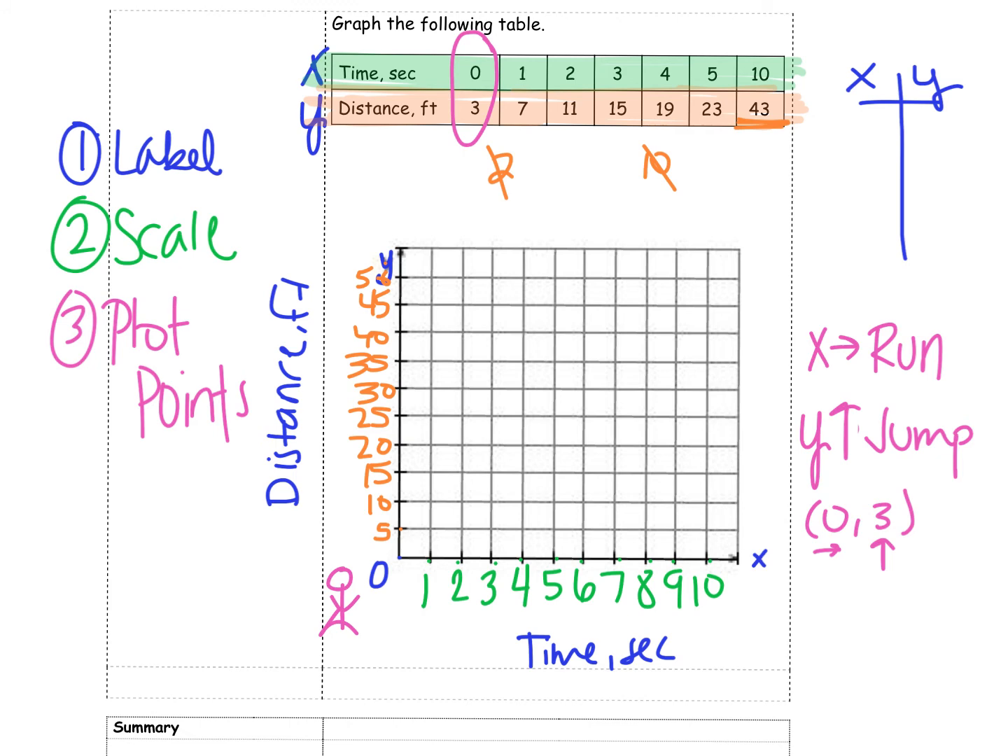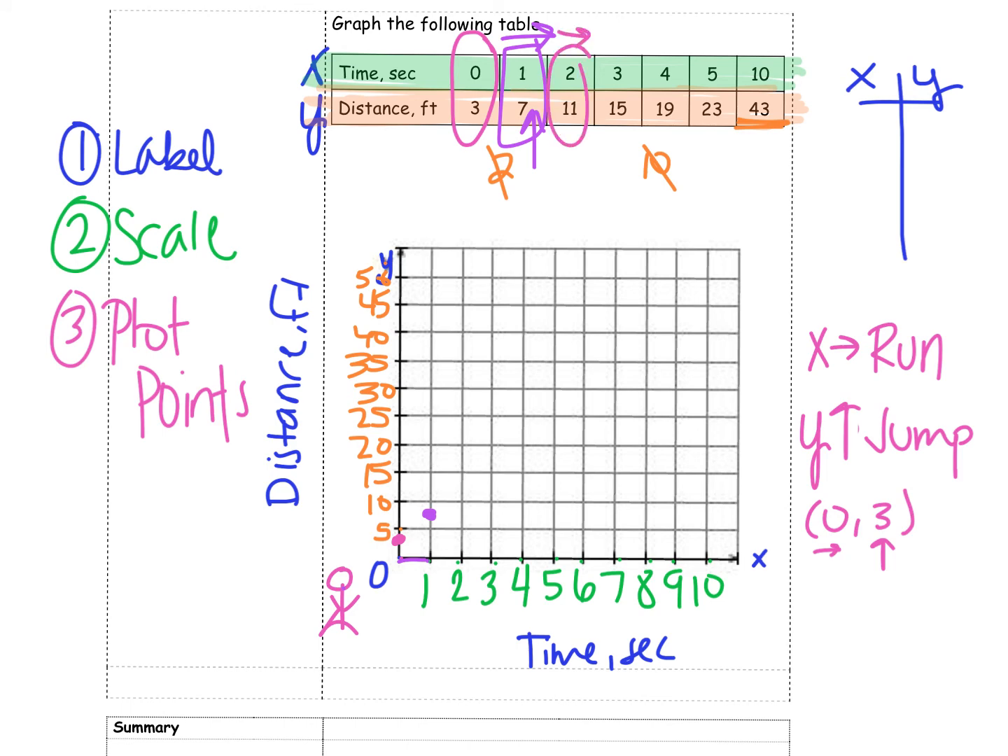So for my first point, 0, 3, I'm going to run 0, jump 3. Now, I don't have a 3 on my graph, but I know 3 is between 0 and 5. It's a little closer to 5, so I'm going to put my point kind of estimated. That's roughly 0, 3. My next point, 1, 7. So I'm going to run 1, jump 7. So my person's going to run 1, jump 7. I know 7's between 5 and 10.